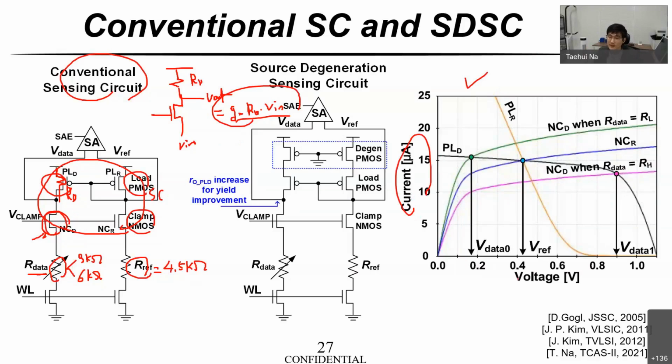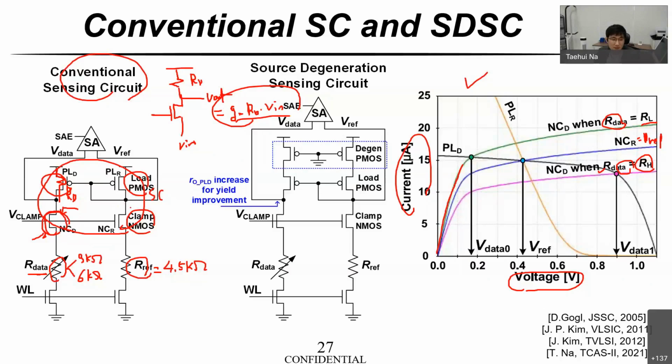The y-axis shows the current, and the x-axis shows the voltage. When we look at this point, when R data is RL, the IV curve can be drawn like this green line. If R data is RH, it can be drawn like the pink line. And if it is RF, it can be drawn like the blue line.